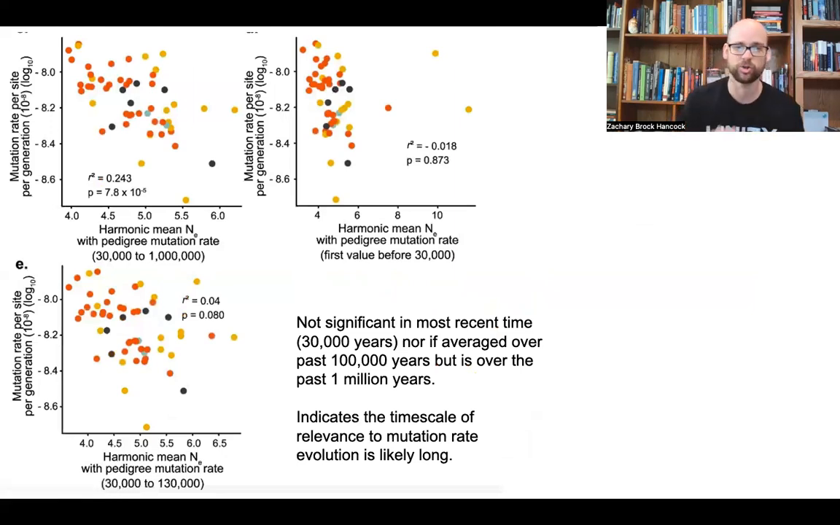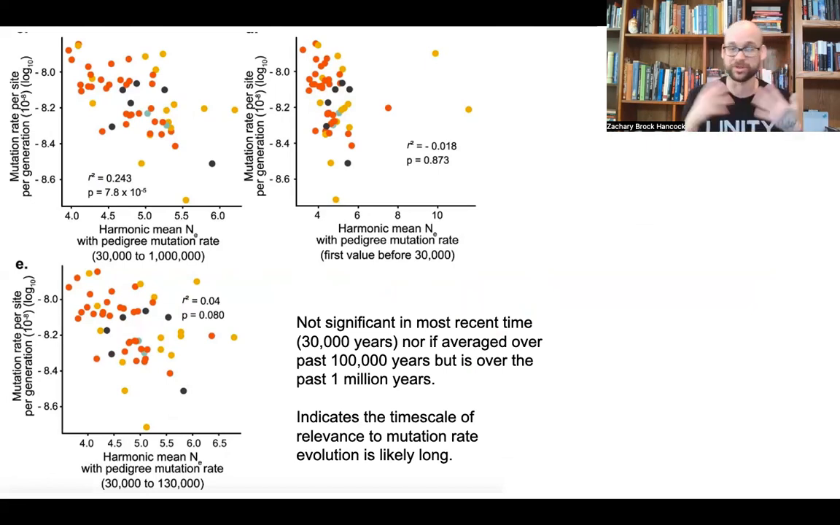Okay, now let's zoom out from 30,000 to 1,000,000 years. So let's take a much deeper time span to look at, and that's what they're looking at up here at the top. Okay, so this is from 30,000 to a million. Now we can see across all taxa a very strong negative correlation between the population size and the mutation rate.